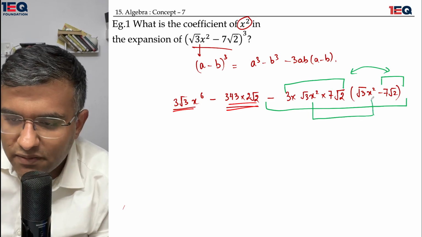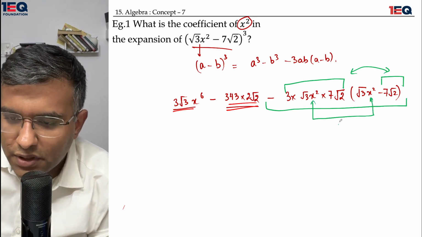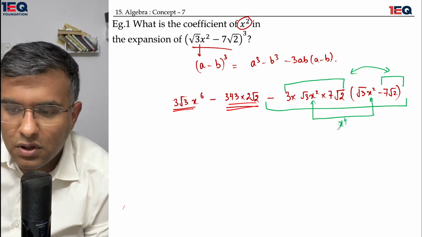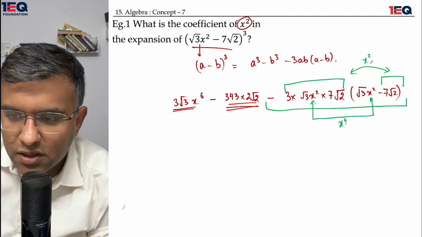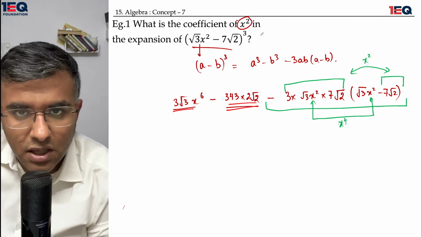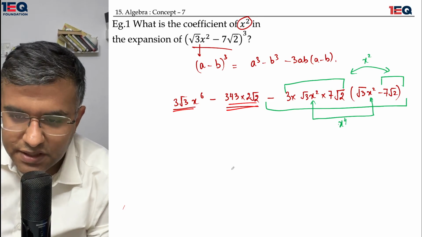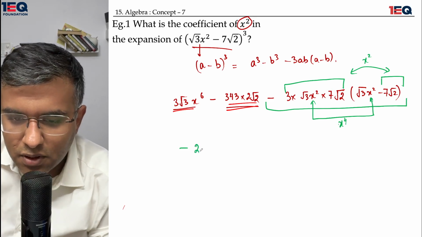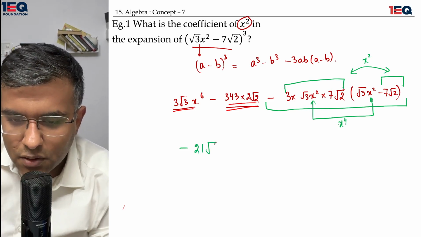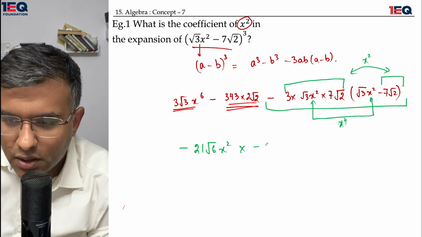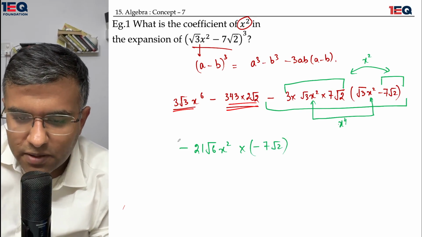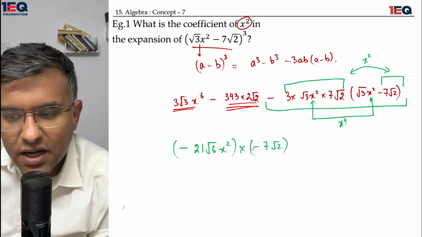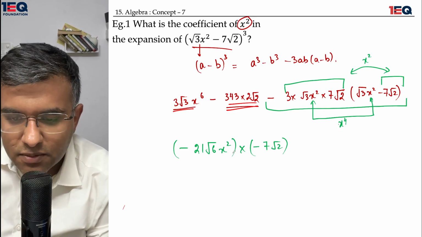Because this x square, when multiplied by x square, would reach the power of 4. But here I would be remaining in the limits of my question, which is asking me to tell the coefficient of x square. So I would multiply minus 21 root 6 x square by minus 7 root 2. The negative and the negative would cancel itself out to become a positive.